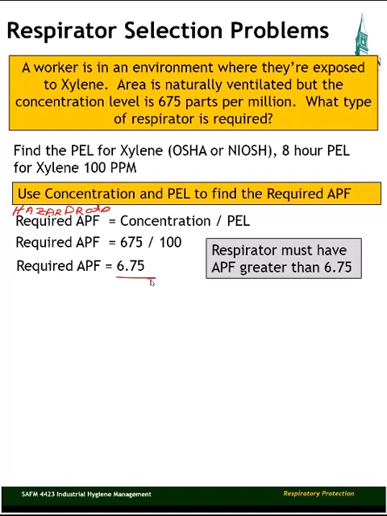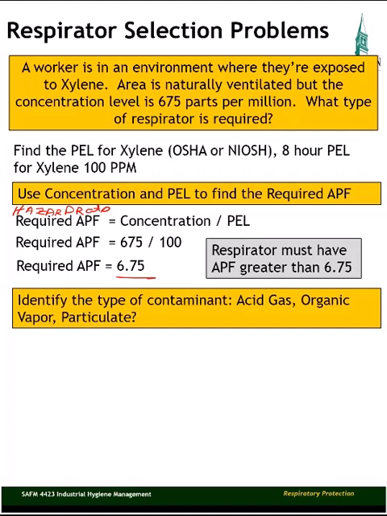But you also need to make sure that you are matching the type of contaminant to the type of cartridge or filtration that you're using. Is xylene an acid gas, an organic vapor? Is it a particulate? When we do research on this, you can look at different sources. NIOSH might be one. There are others also, textbooks. The back of your textbook that we have for this class has information about different chemicals also. But there's a wide variety of resources you could use to find out that xylene is an organic vapor.